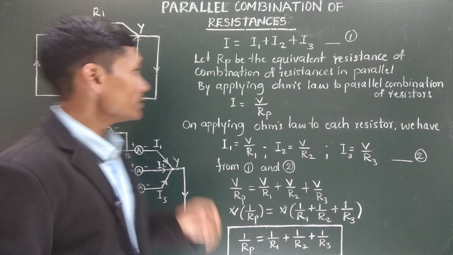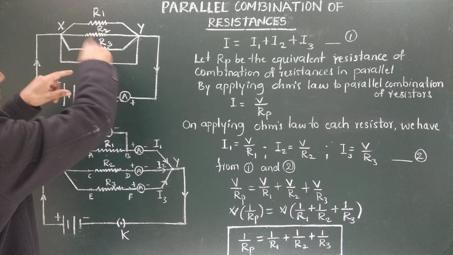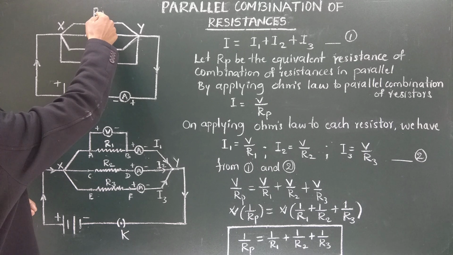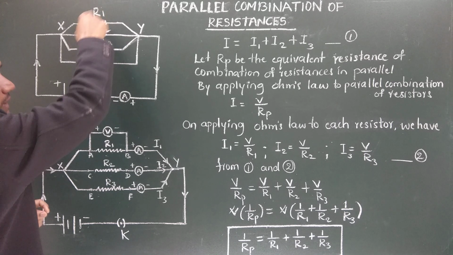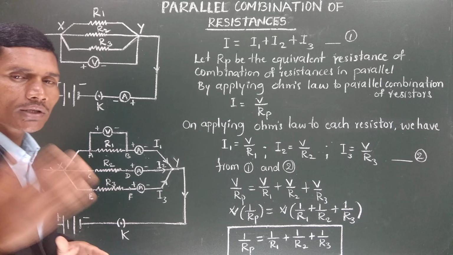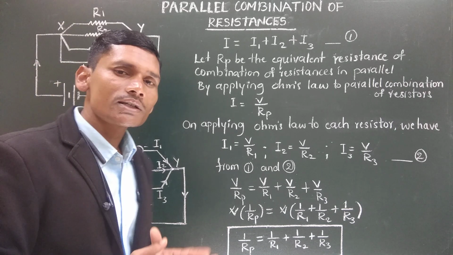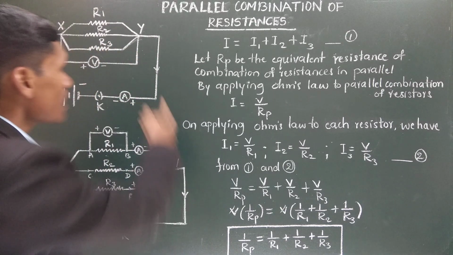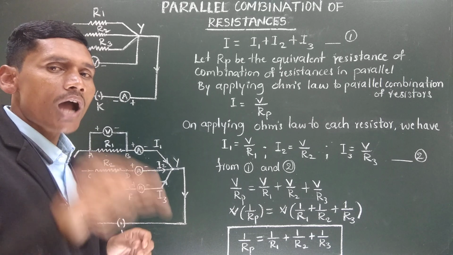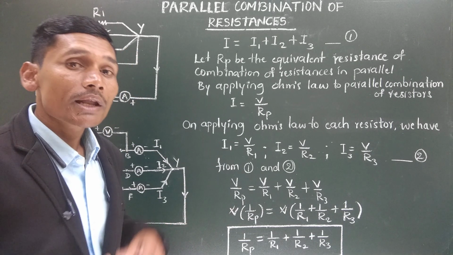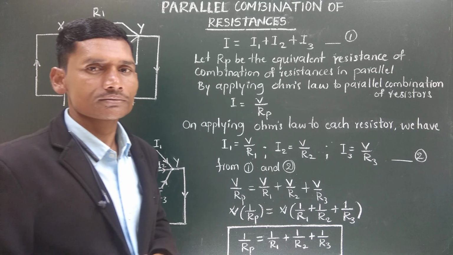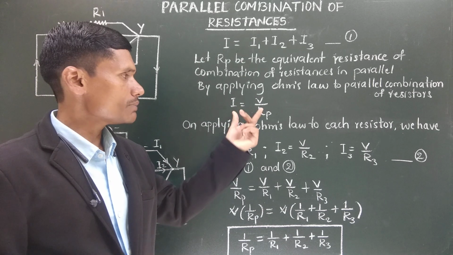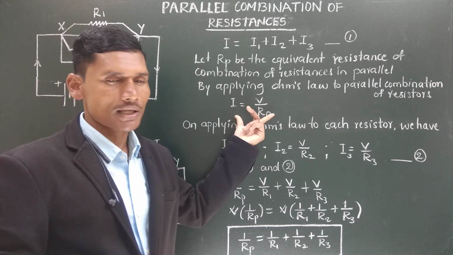Now all these resistors can be replaced by another single resistor, which is called the equivalent resistance. Since those resistances are in parallel, let us take that as Rp. Now, by applying Ohm's law to this resistor, what do we get? I is equal to phi by Rp. This is by Ohm's law that we already studied in the previous class, right?